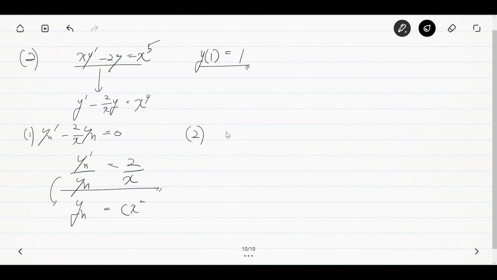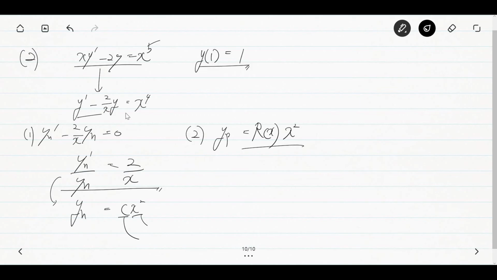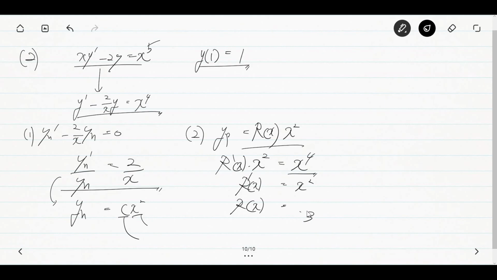Now, we're going to find a particular solution, y_p. Using the variation of parameter, the c becomes a function and the rest comes along. If you put this into the equation, we're going to end up with r prime of x times x squared equals x to the power of 4. And then r of x would equal x squared. No, r prime of x would equal x squared, sorry. If you integrate both sides, we will get r of x equals x cubed over 3.